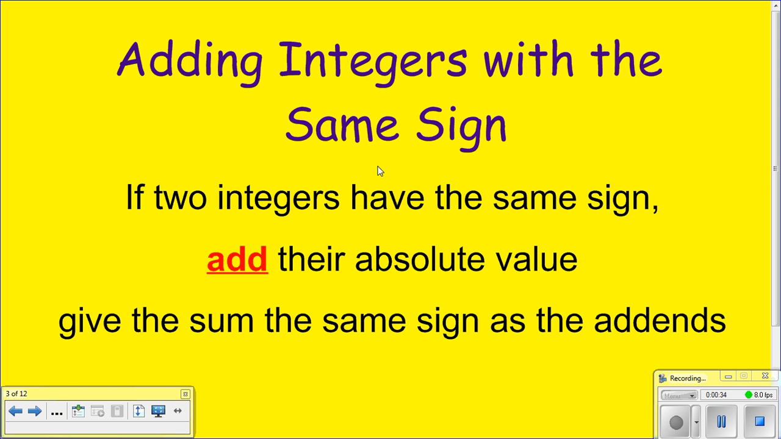Adding integers with the same sign. If two integers have the same sign, add their absolute value. Give the sum the same sign as the addends.